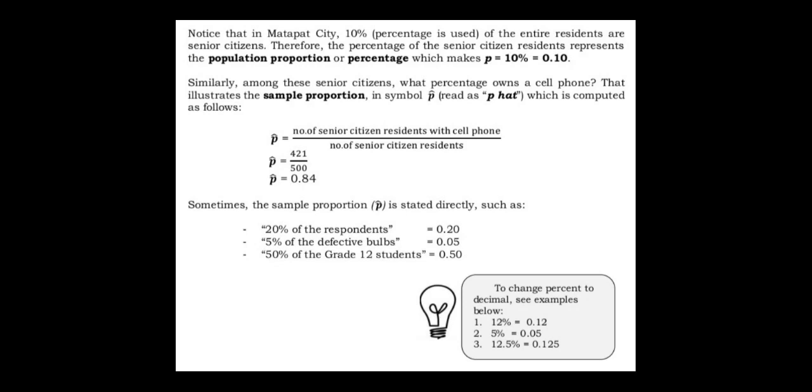Sometimes the sample proportion is stated directly, such as 20% of the respondents is equal to 0.20, 5% of the defective bulbs is equal to 0.05, 50% of the grade 12 students is equal to 0.50. Note, to convert percent to decimals, see the examples below. 12% is converted to 0.12, 5% is converted to 0.05, and 12.5% is converted to 0.125.